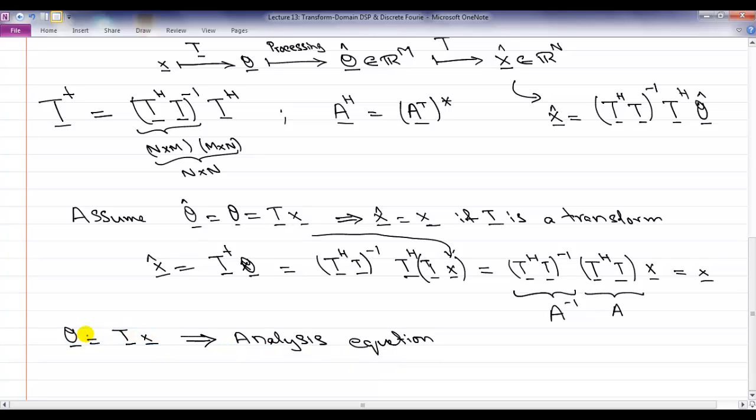So you can call theta analysis coefficients or transform coefficients. It's the same. Taking x and multiplying the pseudo-inverse times theta means you are taking your analysis coefficients and resynthesizing your original signals. So that will be called the synthesis equation.